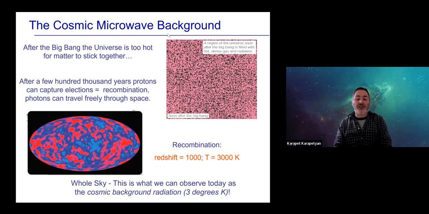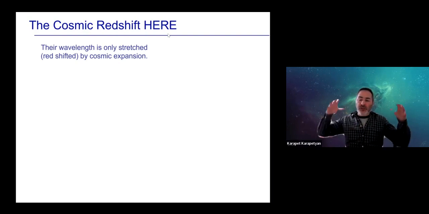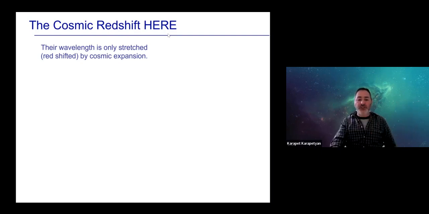That means this signature is everywhere in the universe, in every direction, coming from all sides. So the idea here is that we are getting light from the most distant part of our universe, and that light has to travel a long distance to reach us.